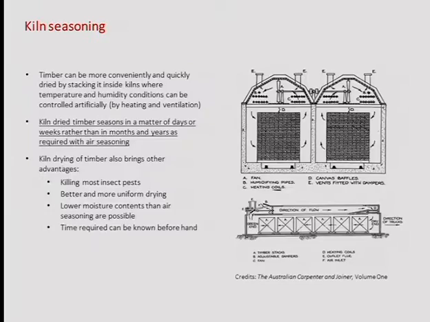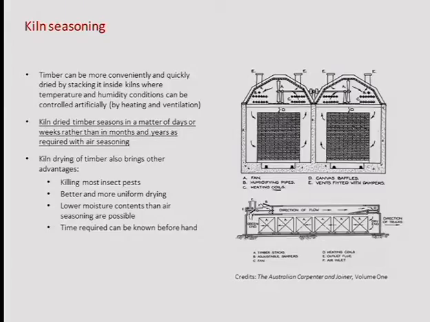Much faster when you want to do that by kiln seasoning. So in this case, we are reducing the seasoning phase to a matter of days, a few days. We could also say that they're again stacked in bolts, and then they are heated. So somehow drying is more homogeneous, and you can also kill most insect pests due to that. So there are some advantages in doing that.